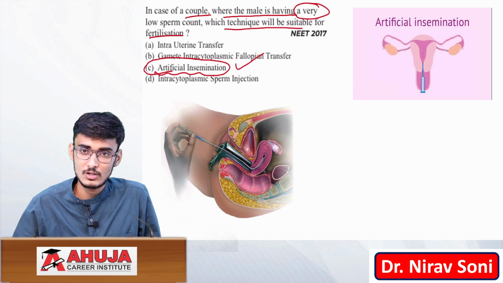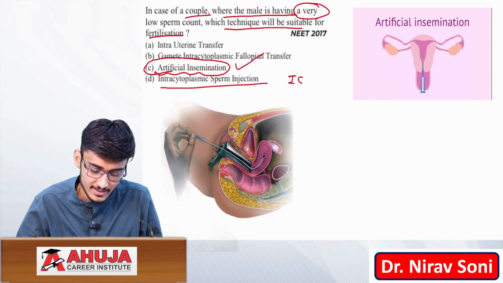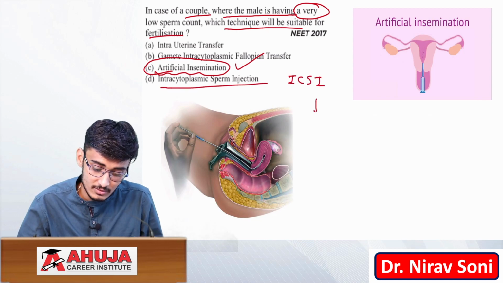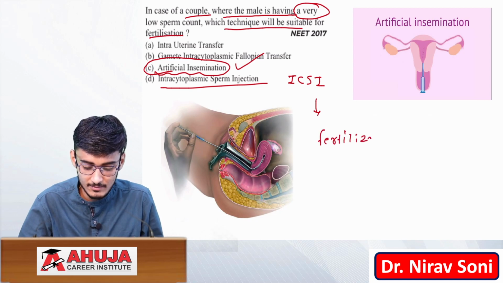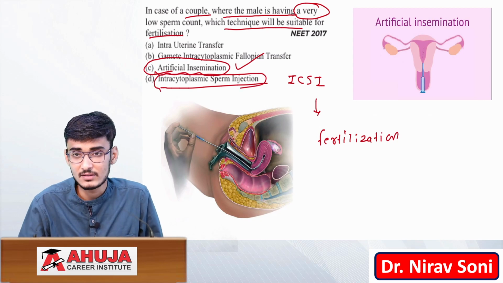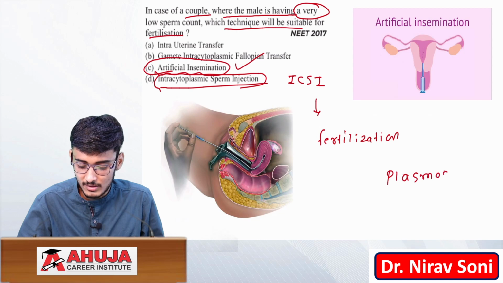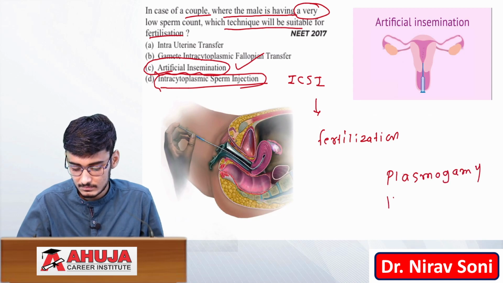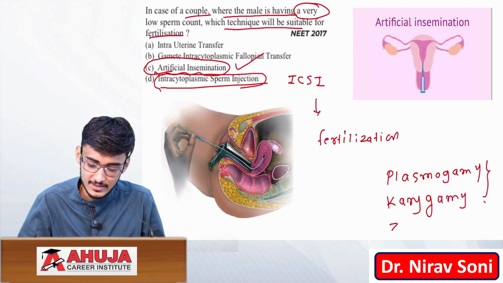This is called artificial insemination technique. If it is a low sperm count, then you should go for the intracytoplasmic sperm injection, ICSI. But there may be a chance of fertilization problem. If a fertilization problem occurs, then you should go for the intracytoplasmic sperm injection and go for the plasmogamy and then go for the karyogamy. After completion of two processes, you will get a zygote.